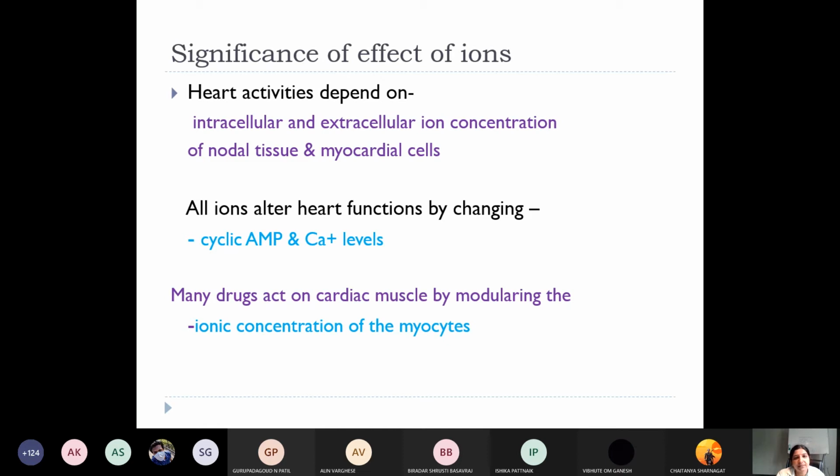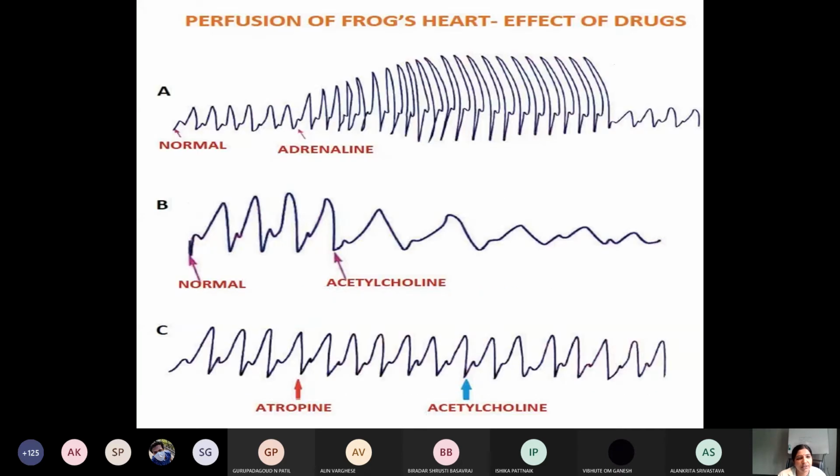Okay. So many therapeutic drugs, whatever a person takes, many of the time they also modulate the ionic concentration of our body or these cardiac nodal tissues, right? So to understand the different patterns of these different ions on cardiac muscle will help us understand the side effects of drugs as well as how heart functions alter in different ionic concentrations.